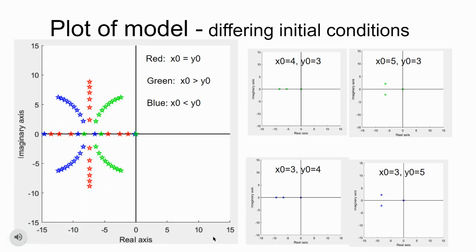Here we plotted the model for varying non-equal initial conditions. The green plots show the bifurcation that occurs when infectives are kept constant at 3 and susceptibles increase from 4 to 5. The blue plots show the bifurcation that occurs when susceptibles are kept constant at 3 and infectives increase from 4 to 5. Both of these bifurcations are saddle points with index 1, changing to spiral saddle points with index 1.